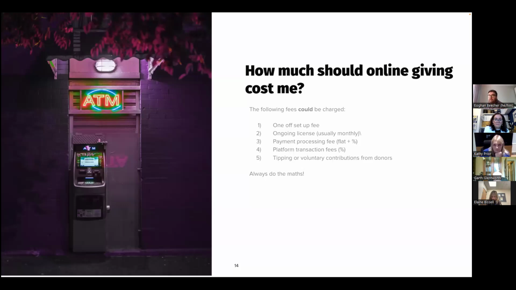You also have things like transaction fees. So that's with platforms that process transactions. They may not charge you any upfront fee. They may charge you a percentage of the money you raise. And you may also have things like tipping and voluntary contribution.